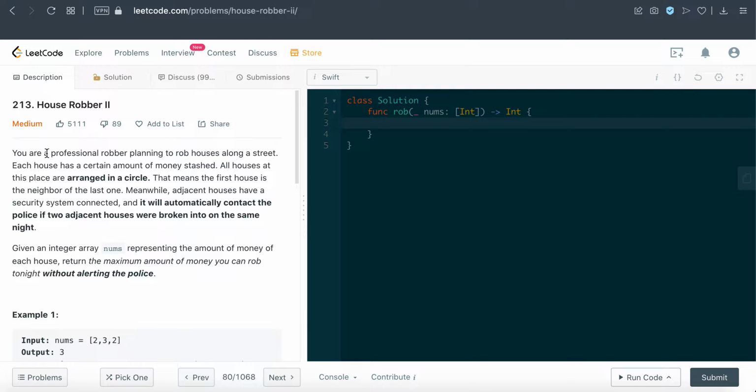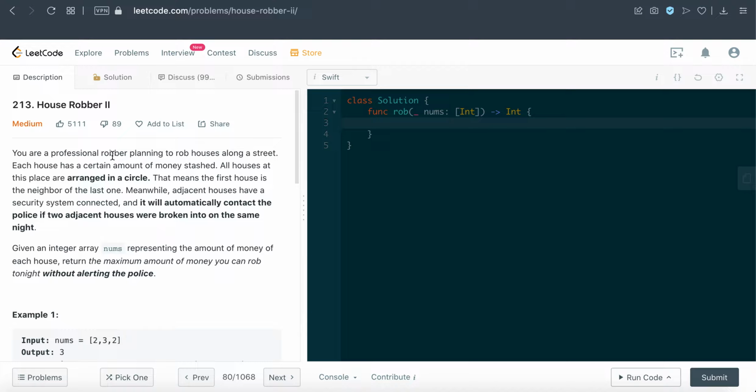In this question, we are given a hypothetical scenario where we are a robber and we're supposed to rob houses along a street. The houses contain money inside that we are intending to steal. The big condition here, and the difference between House Robber 2 and House Robber 1, is that the houses are arranged in a circle. This one is really key, and it throws a curveball to the solution that we want to reuse from House Robber 1.